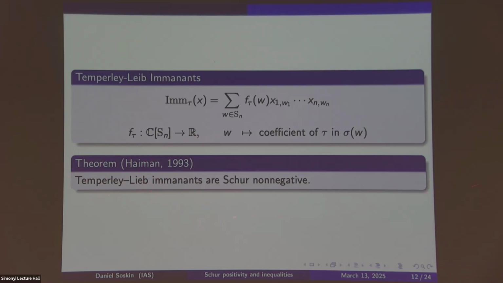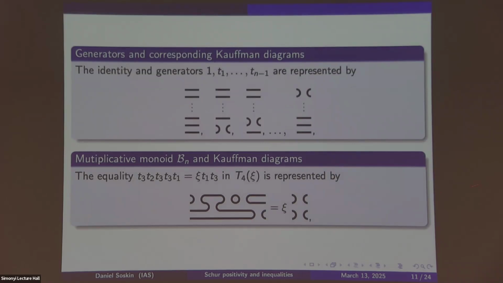Sorry, yeah, I thought if you take a coefficient of tau, don't you fix a basis, right? Which is the non-crossing diagram. If you say coefficient of tau, you have fixed a basis, right? Yes.